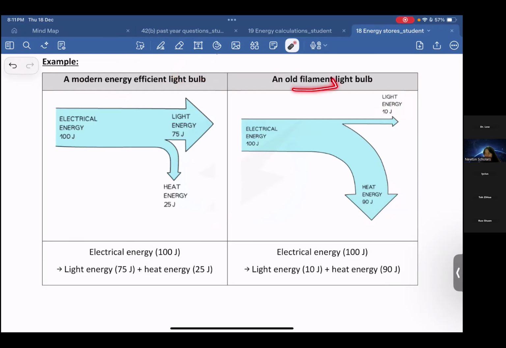But the old filament one is only 10 joule. Most of the energy actually goes to the surrounding as heat. So from here we understand how we choose a good, more efficient light bulb.